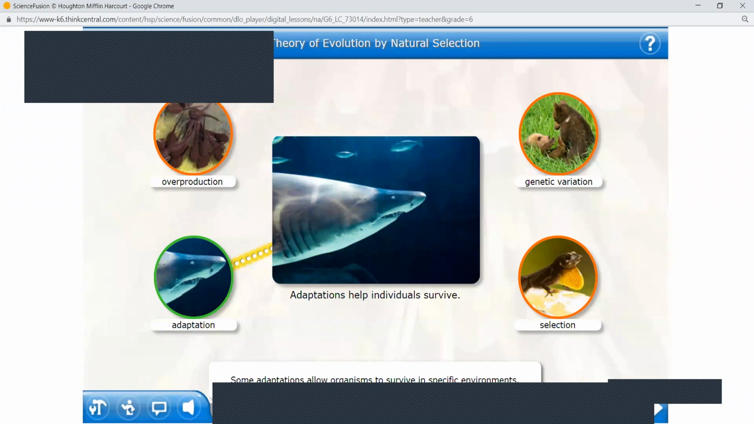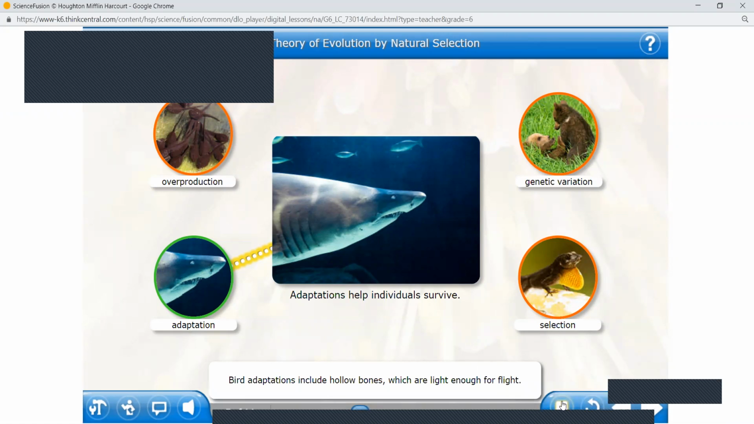Some adaptations allow organisms to survive in specific environments. Fish are adapted to water because they have gills. Bird adaptations include hollow bones, which are light enough for flight. They have hollow bones. That means their bones are not that heavy because they have to fly. Their body has to be light.